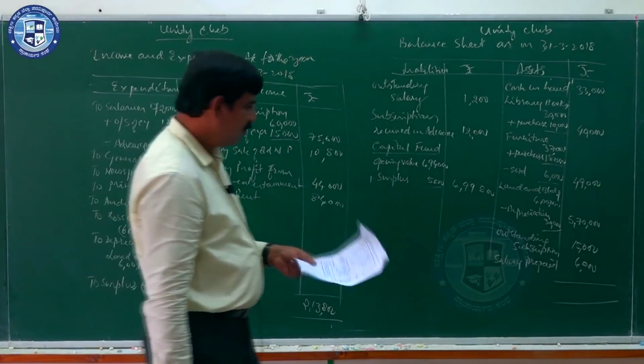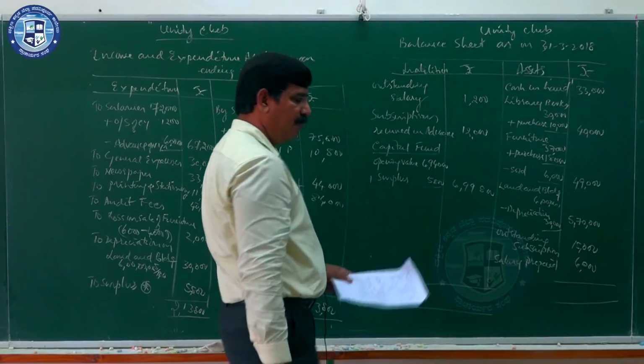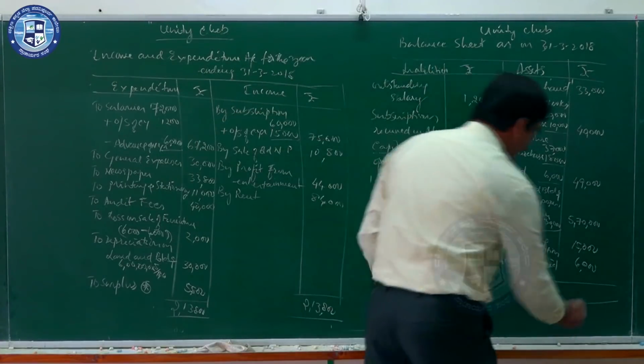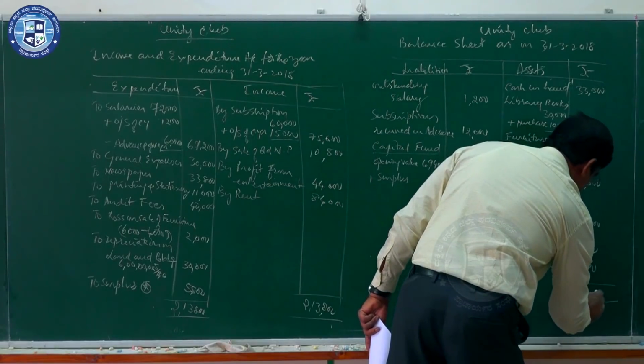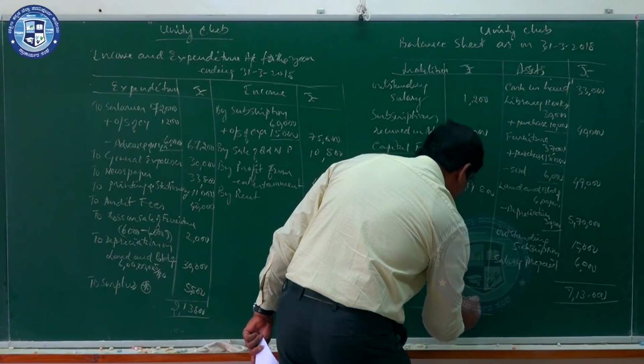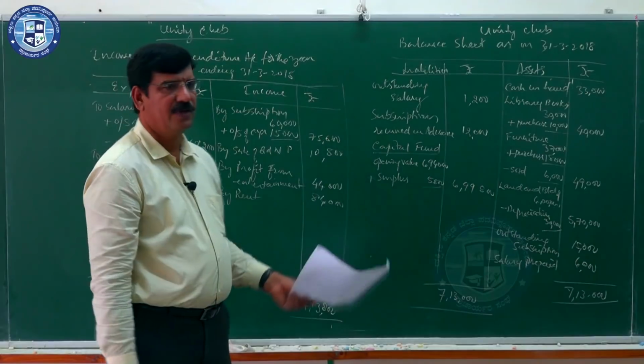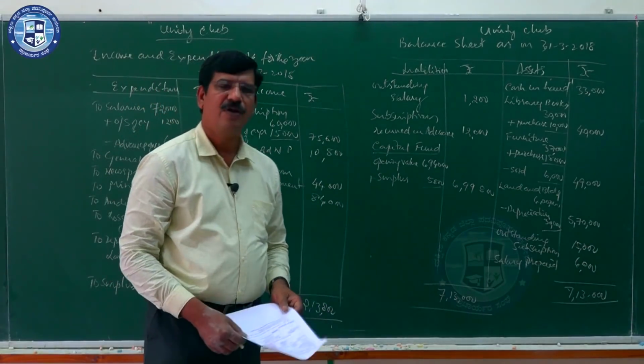So now find out the total. The answer is given 7,13,000. Use your calculator and check the balance. 7,13,000. So this is how you have to work out the problem. This question may come for the examination for 12 marks.